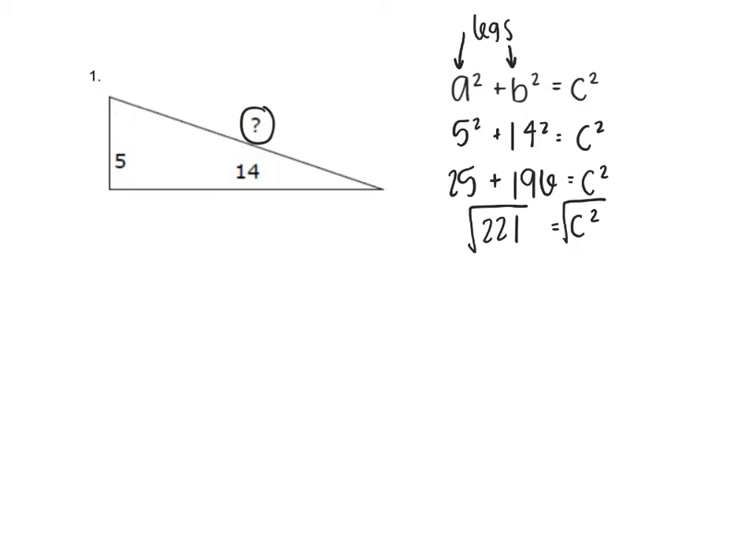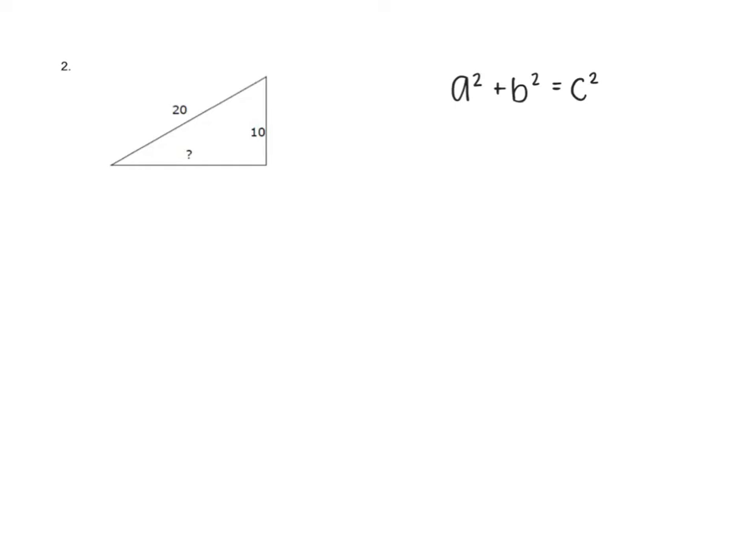which when we type that in, we're going to get 14.86606, and so on and so on and so on. But your directions say to round to the nearest tenth. So 14.86 would round to 14.9, and that is our final answer for the value of c.